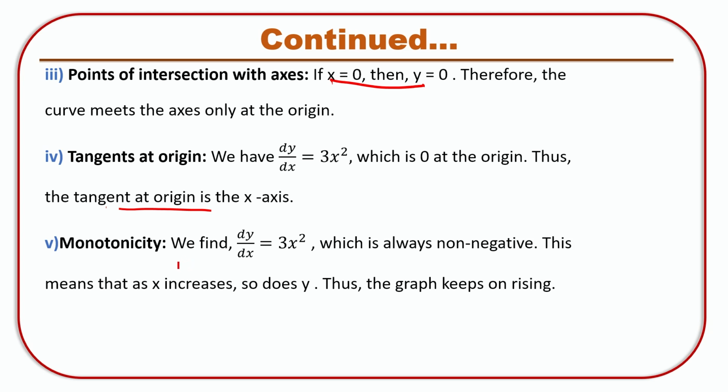Monotonicity: firstly calculate y' equal to 3x square, which is always non-negative, right? X square is positive, so 3 times x square is always non-negative. This means that as x increases, so does y, and the graph keeps rising. That gives you the monotonicity, that is, how y behaves with x.